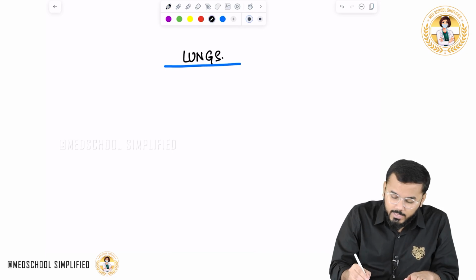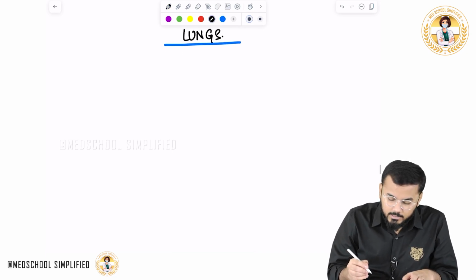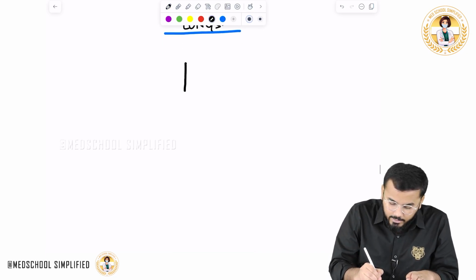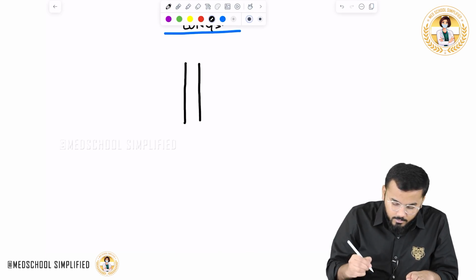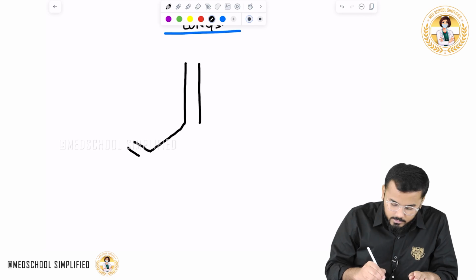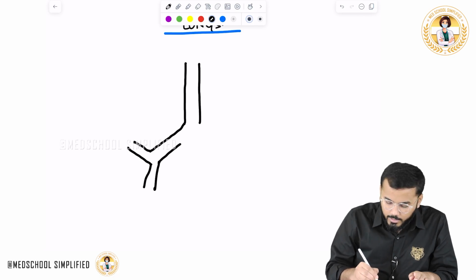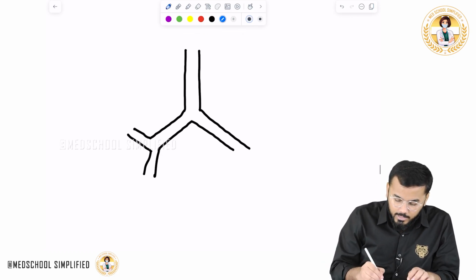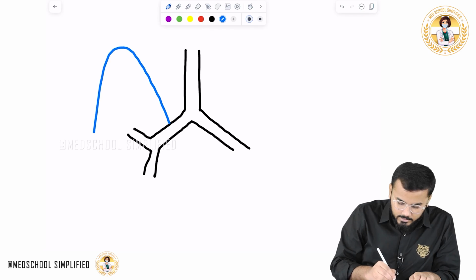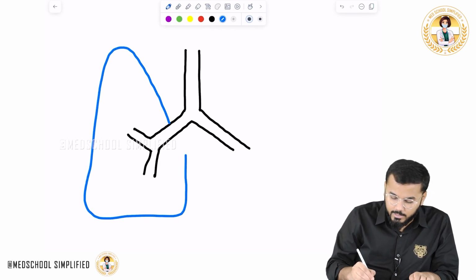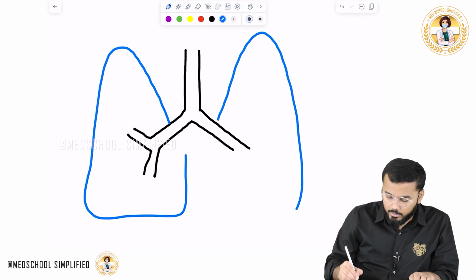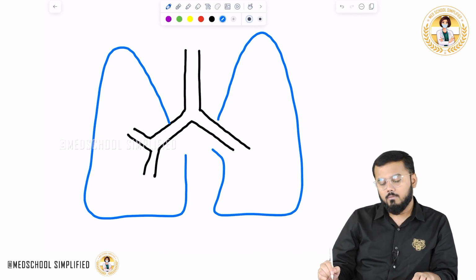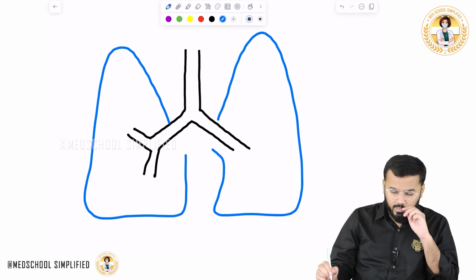Now if you look at the lungs, guys, in the center here we have got the trachea, right? And next we have got two primary bronchi like this. We have got two bronchi, also called the principal bronchus, right? And the next important thing is we have got our lungs like this. This is your right lung, and here you have got your left lung. One is called your right lung, another is called your left lung.